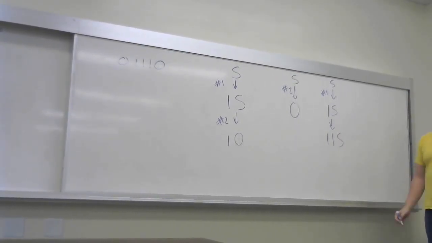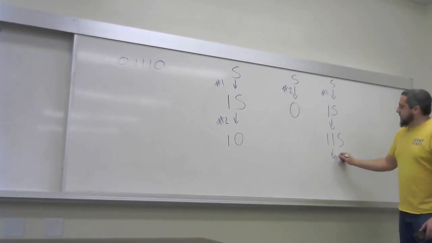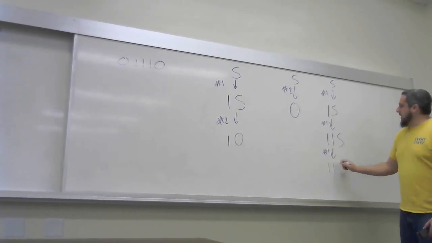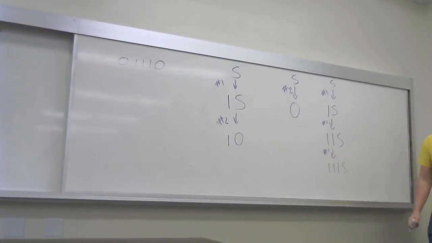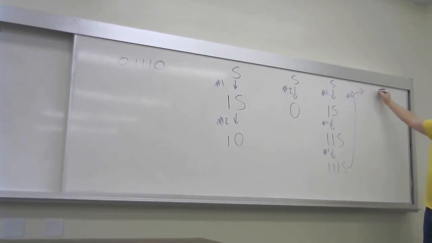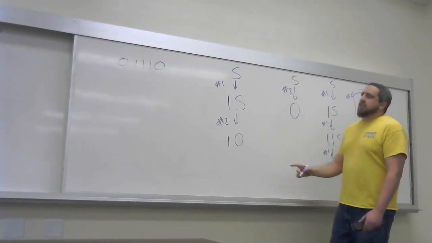Can I apply rule 1 again? Yes, let's do it again. Apply rule 1 again. 1, 1, 1S. And then apply rule 2. That'll give me 1, 1, 1, 0. Can I apply any more rules? No. Is that sentence that sentence? No. Have I proven that I cannot generate this sentence?